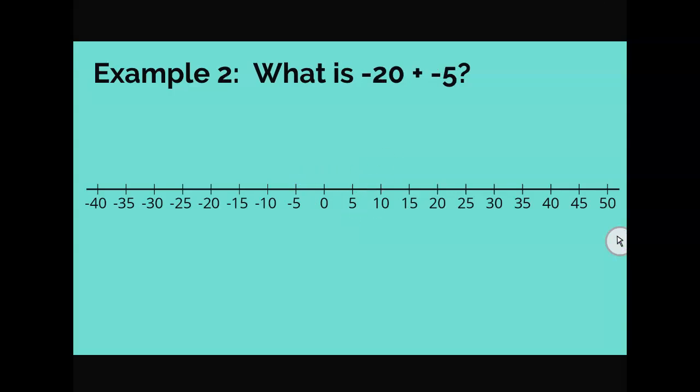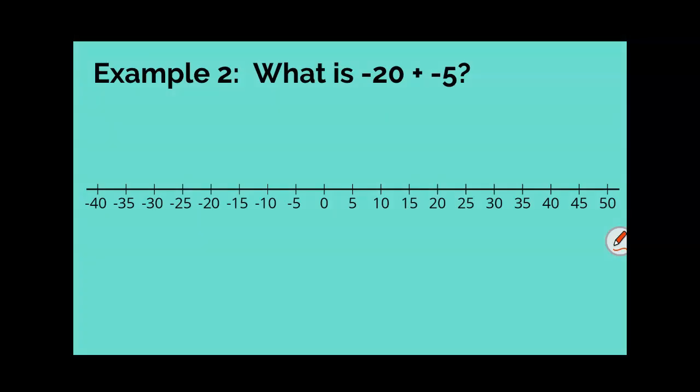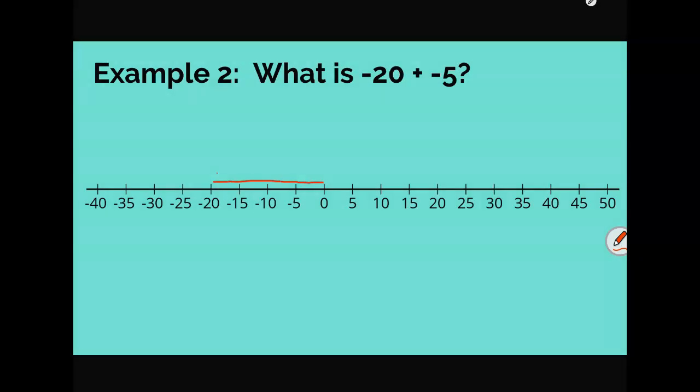Example 2, what is negative 20 plus negative 5? Go ahead and give that a try. So on a number line, the negative 20, we're going to start at 0 and go 20 units to the left. When we add negative 5, we'll start at that tail of negative 20. And right there, go 5 more to the left. Our answer in this situation is negative 25.